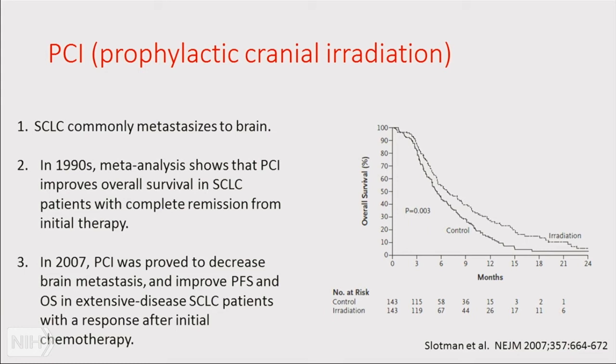In 2007, a New England Journal paper demonstrated by randomized clinical trial that prophylactic cranial irradiation can decrease brain metastases and improve progression-free survival and overall survival in patients with extensive disease small cell lung cancer and a response after the initial chemotherapy. On the right-hand side is the Kaplan-Meier curve of overall survival in patients with or without prophylactic cranial irradiation. The dotted curve shows the patients with PCI, and the line shows the patients without PCI. You can see the difference in overall survival.